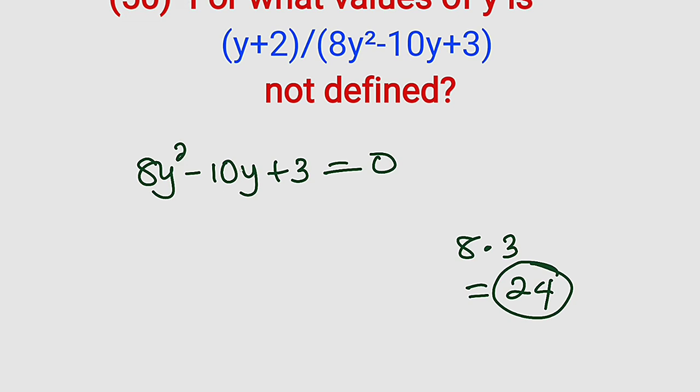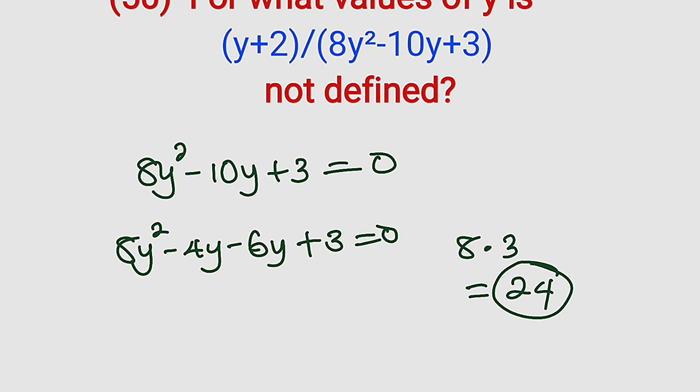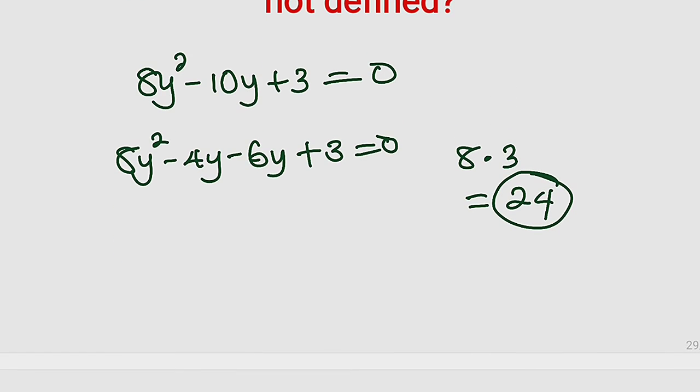So we can replace the middle term with negative 4 and negative 6, right? 8y squared minus 4y minus 6y plus 3 equals 0. Though I can do a shortcut, but I would like to show you how to factorize it fully. Common term here is 4y. Inside, 8 divided by 4 will give us 2. Y squared divided by y will give us y. Minus 4y divided by 4y is 1.